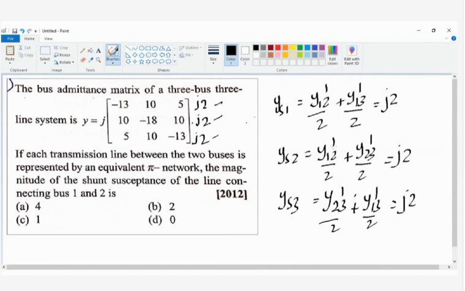Now what they are asking is for y12. So we have three equations and three unknowns, and it's a simple mathematical solution. When we solve it, you will get y12 dash as J2.